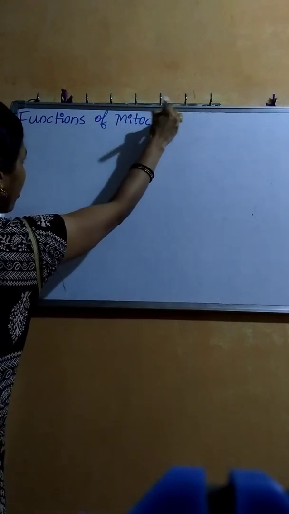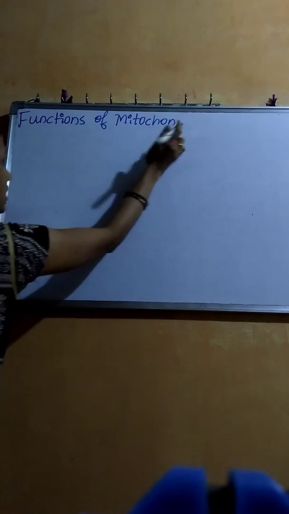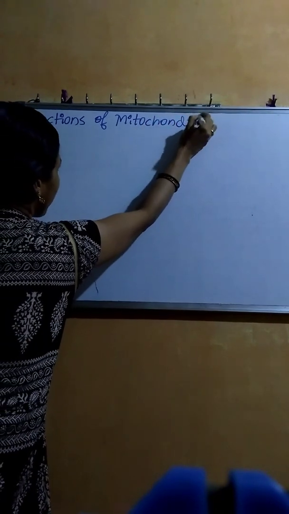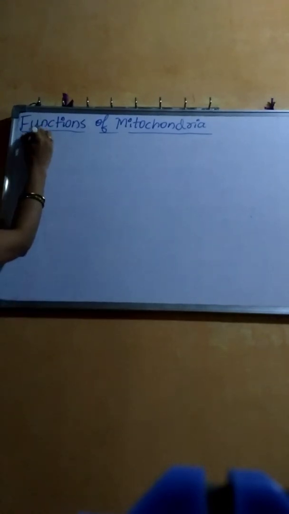Mitochondria is commonly called the powerhouse of a cell. The important functions of the mitochondria are: the first one is, it is the site of aerobic respiration. Particularly, the Krebs cycle takes place in mitochondria.